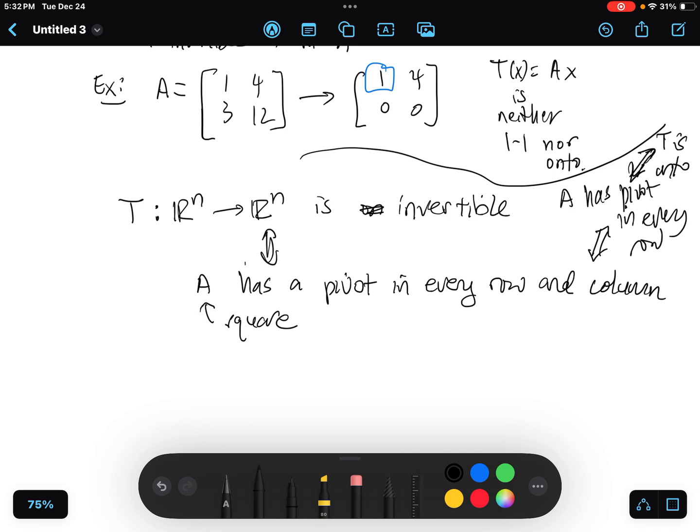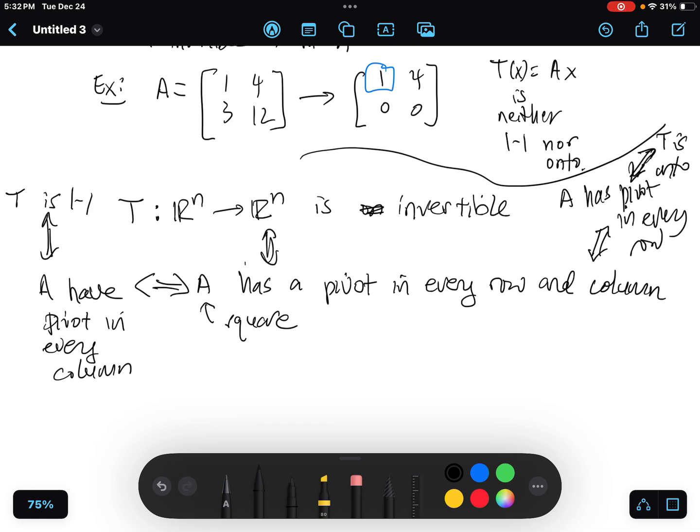And if you have a pivot in every row and column, that's equivalent, when you have a square matrix, to A having a pivot in every column. And remember, that's the same as saying that T is one-to-one. So when you have a linear transformation from Rn to itself, being one-to-one is the same as being onto, and is the same as being invertible.